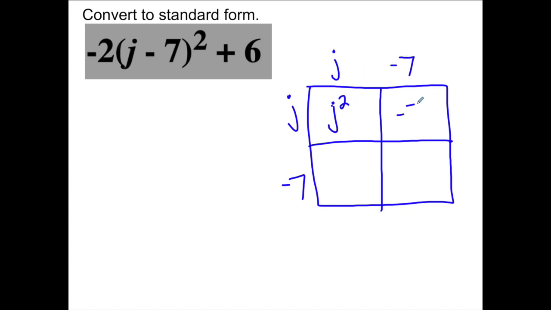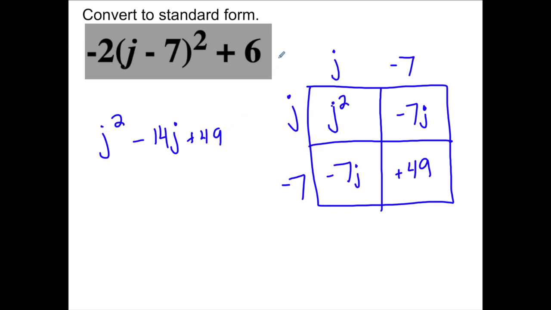Negative 7 times J is negative 7J. Negative 7 times J is negative 7J. Negative 7 times negative 7 is positive 49. So I have J squared minus 14J, because remember you have to add these up, plus 49. Now am I done? No, right? Because first of all, remember that I've got the negative 2 there.